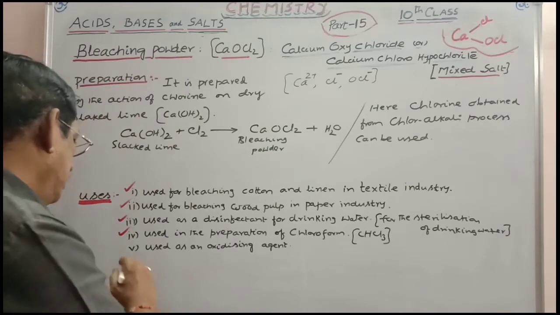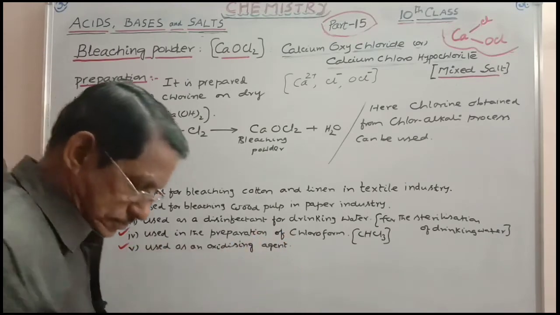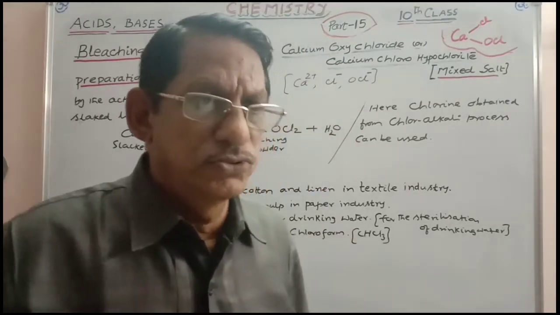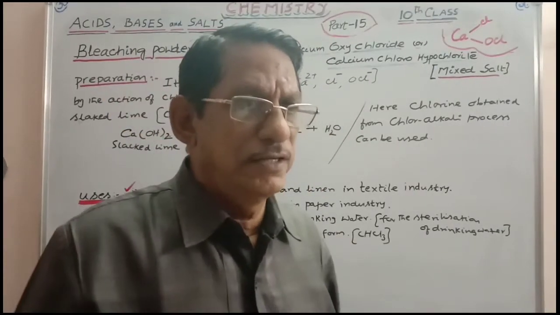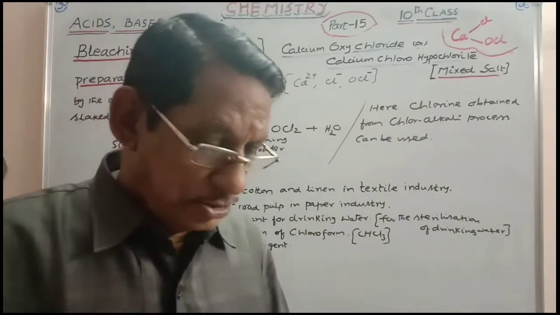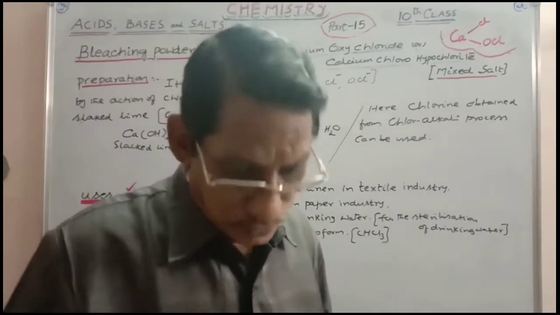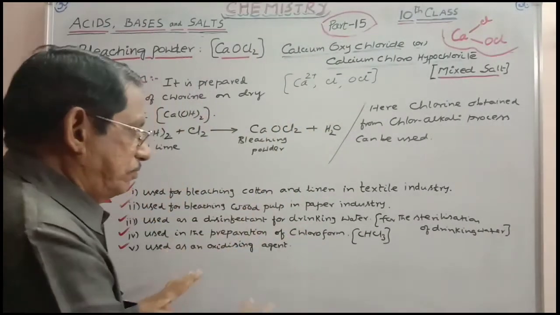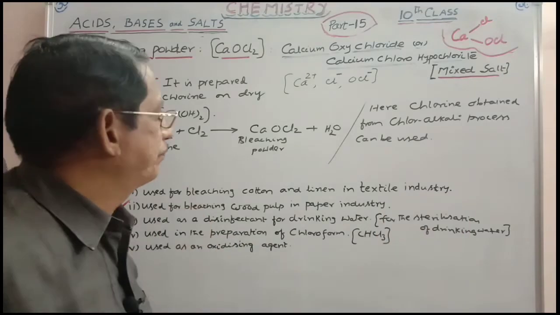And next, it is used as an oxidizing agent. It is used as an oxidizing agent, which oxidizes other matter and thereby reducing itself to lower valency. That is oxidizing agent. So how is it functioning as oxidizing agent? You have to know. For this purpose, so this part is over, up to 10th class part is over.